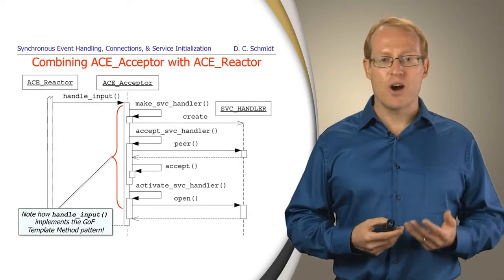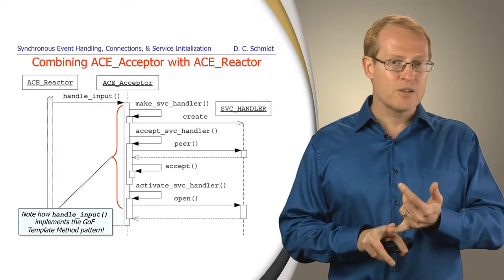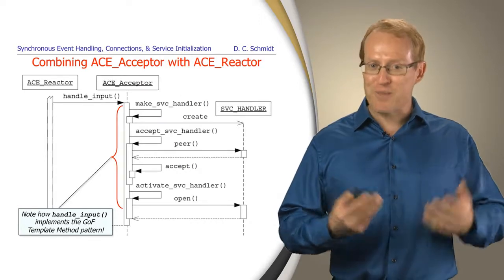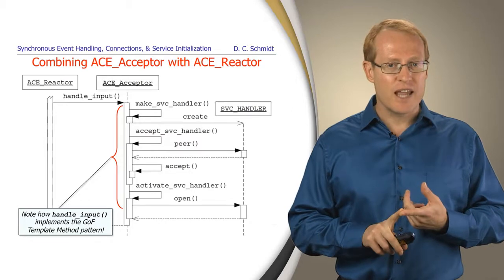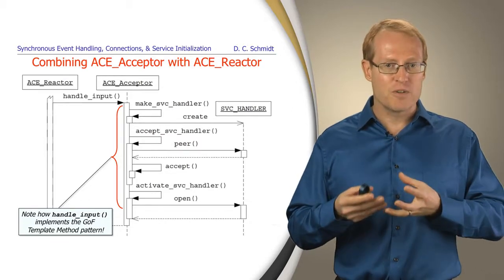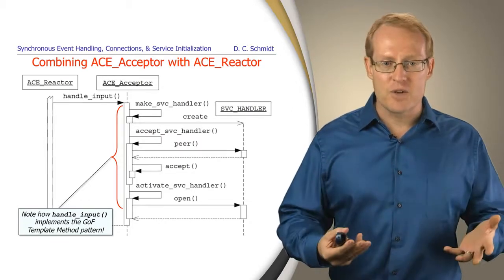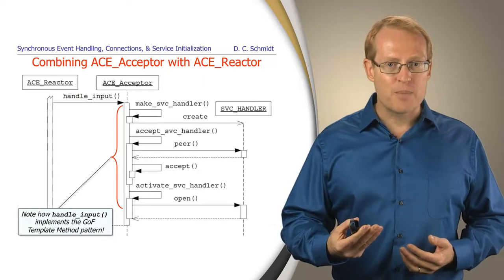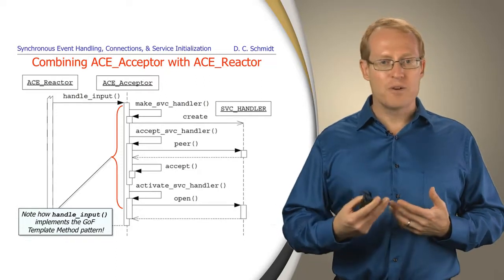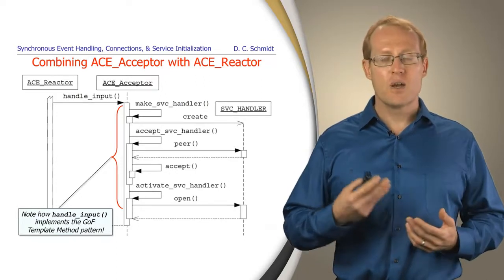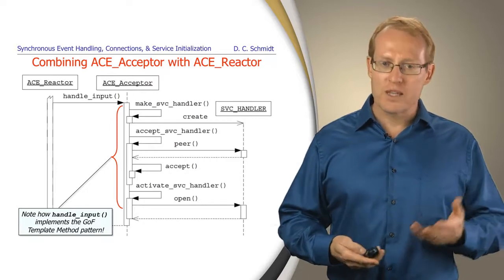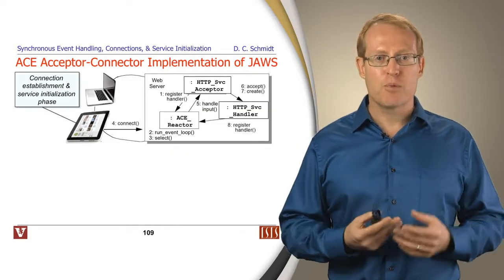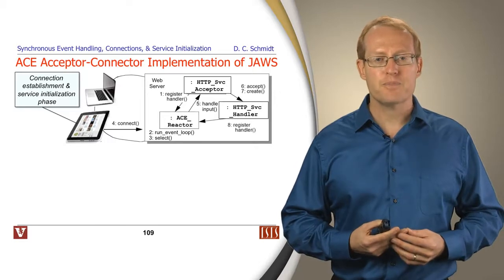These three steps are making a service handler, creating one as a factory method, accepting the service handler, that is accepting the connection from the client, and then activating the service handler. And that activation step can be used to decide what type of reactive or concurrent processing will be done by the service handler. Once again, by default, it uses reactive processing. It registers back with the reactor.